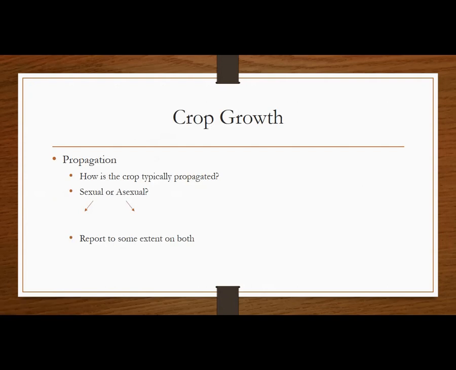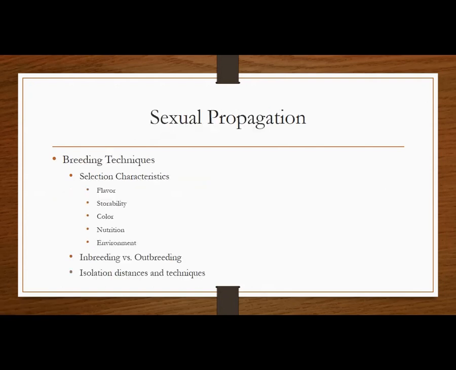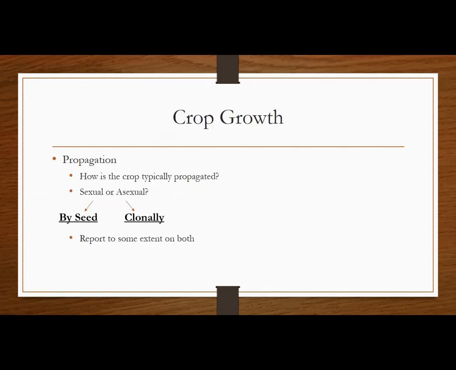So how is it propagated? First of all, is it propagated by seed, or do we grow transplants and plant those out in the field? And then look at the differences of the sexual propagation by seed and the asexual propagation, which is clonally, by cutting or many other types of clonal propagation. And report to some extent on both, because there's going to be a little bit of both for pretty much every crop.